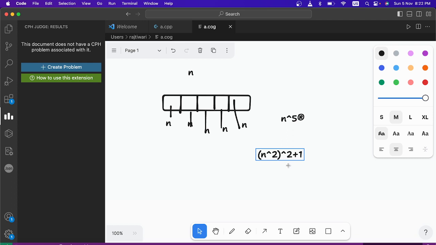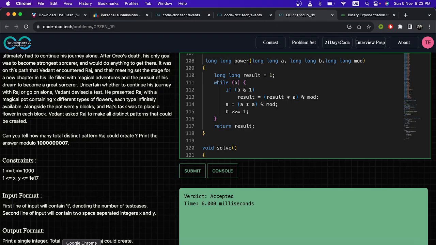If you know binary search, then you can relate to it, right? Now you have to find out what binary exponentiation actually is by yourself and try to implement it in this question and find your solution.